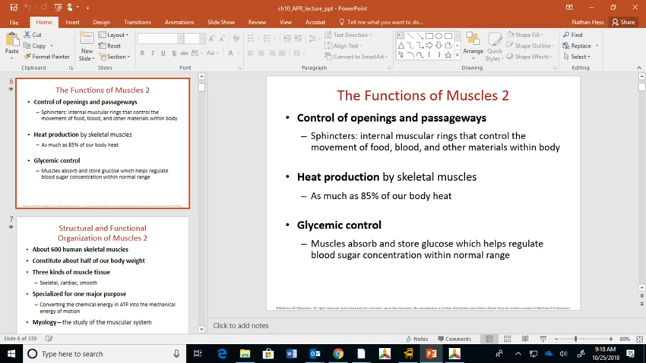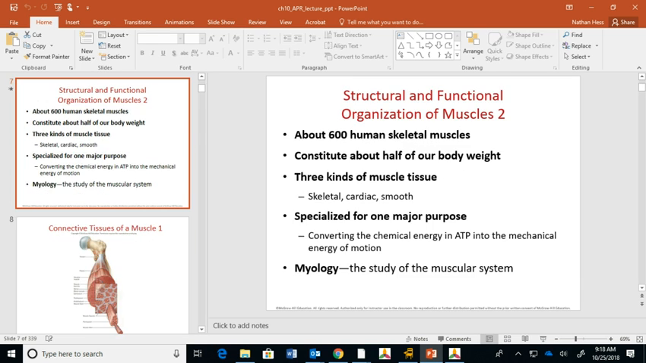So they play a huge role. Your textbook talks about this, but this is why older people, as they get older, lose muscle mass. They're not exercising as much. They have a much higher rate of diabetes because these muscles are not performing the way they normally should. It's very interesting. There are about 600 muscles in the human body.